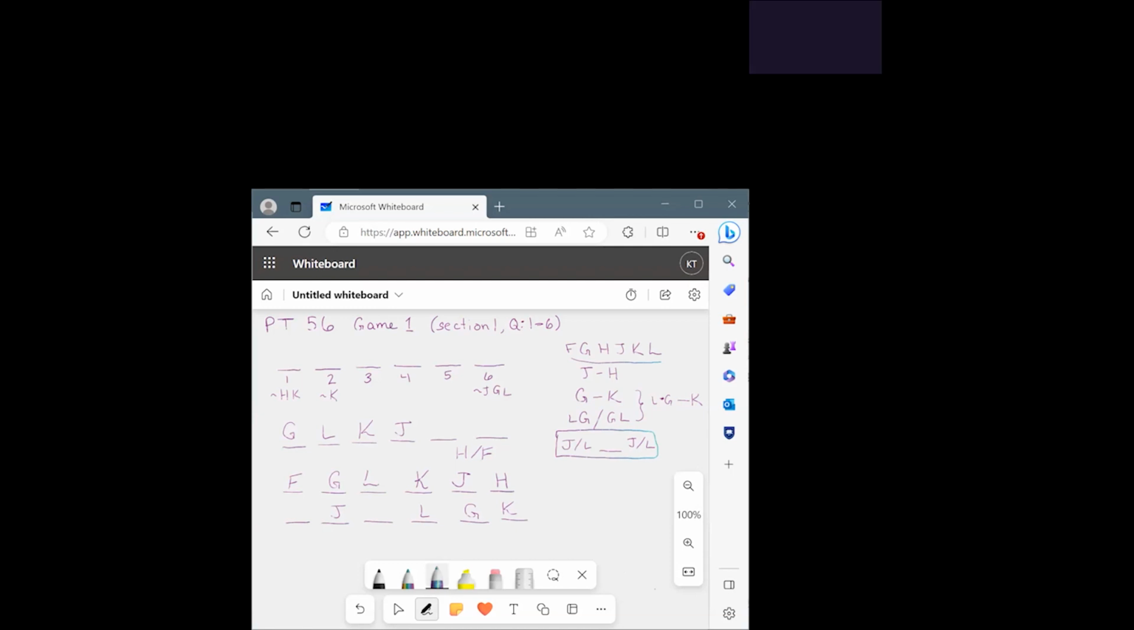H would have to be in 3, because it has to go after J. And we're left with F in 1. So it's an example that works, but it doesn't fulfill what our question asked. F is in 1. We're trying not to have F in 1. So B doesn't work. I'm going to leave it on there though, because it is an example of a sequence that followed all the rules.